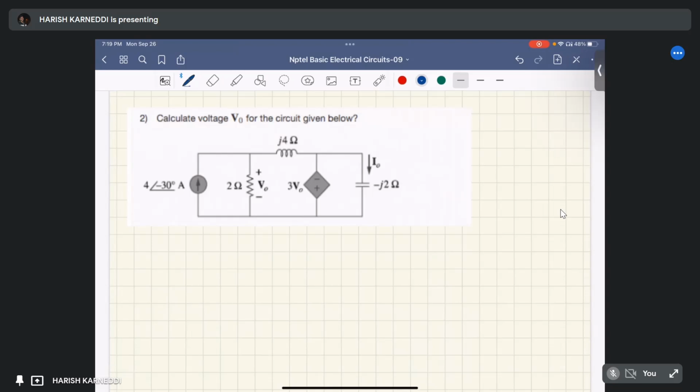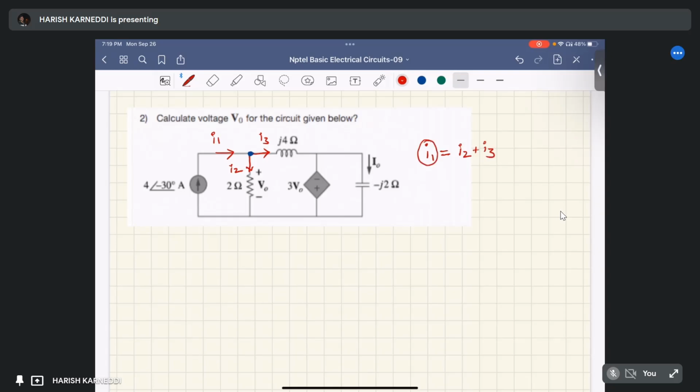Second one, calculate the voltage V0 for the circuit given below. What is the value of V0? V0 means the voltage at this particular node. Same as before, we can apply KCL at this node. Consider this current as I1, this current I2 and this current I3. How can we write the KCL equation at this node? That is I1 equal to I2 plus I3.